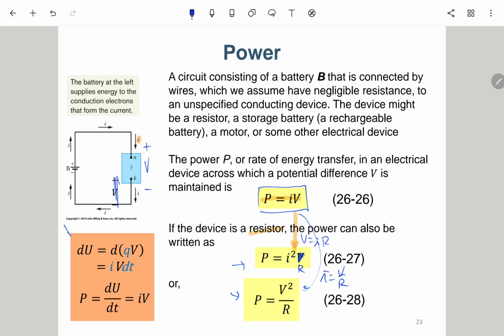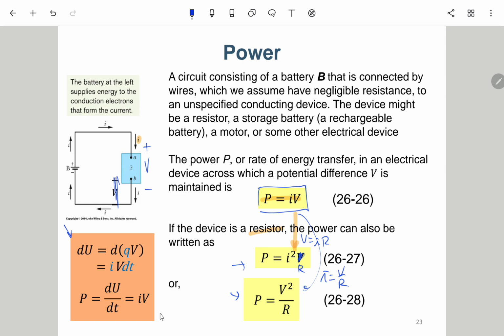This is from a very fundamental point of view, to let you know why P equals IV. The small energy dU will be dq times V, and dq will be I times dt, which is the definition of the current. So we have IV dt, and we move this dt to the left side. So P is dU/dt. Power is the energy consumption per unit time, which becomes IV.